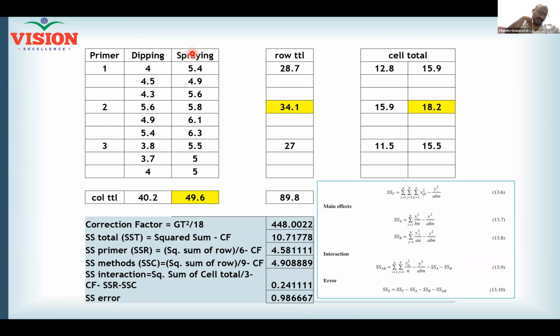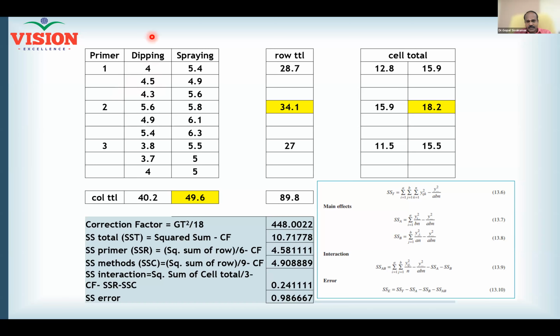Yeah, total. Sum of all the rows, all the 3s. I painted the component using primer 1 and dipping, and now the adhesion force is measured. Adhesion strength is measured four times. I did this three times.